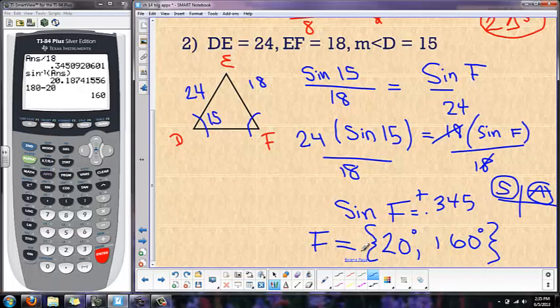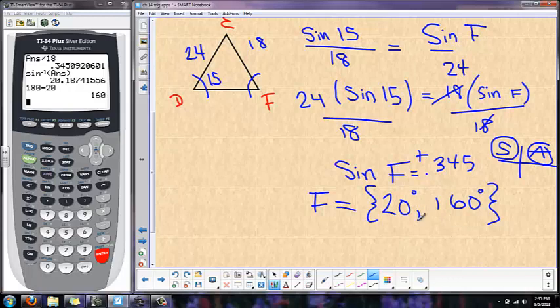So I'm going to go through them and check to see if both of these angles work in my triangle. And if they both work, then I have 2 possible triangles. If only one of them works, then I have 1 triangle. So let's see what happens. Let's see if 20 degrees works. If I put 20 degrees right here, that one's going to work because then I have 20 and I have 15. That adds up to 35. Meaning that I have, I think, 145 degrees left over for the third one.